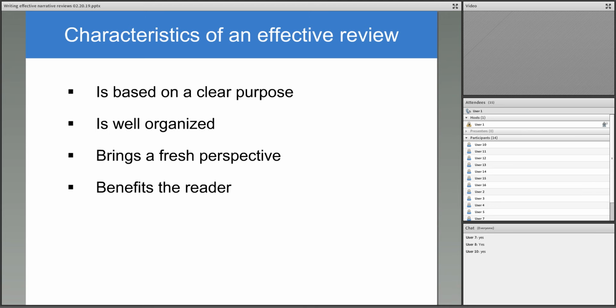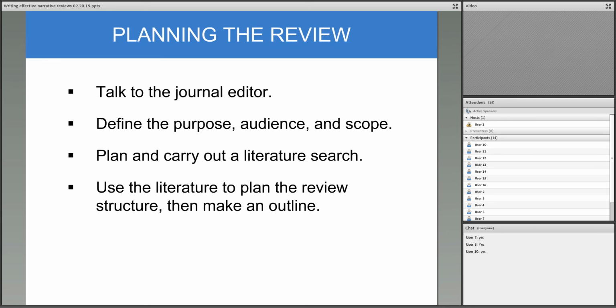An effective review is based on a clear purpose, is well organized, brings a fresh perspective, and for all these reasons is something that people will want to read and will draw real benefit from reading. Next, I'm going to talk about each of these steps in planning the review. Talk to the journal editor, define the purpose, audience, and scope, plan and carry out a literature search, use the literature to plan the review structure, and make an outline.